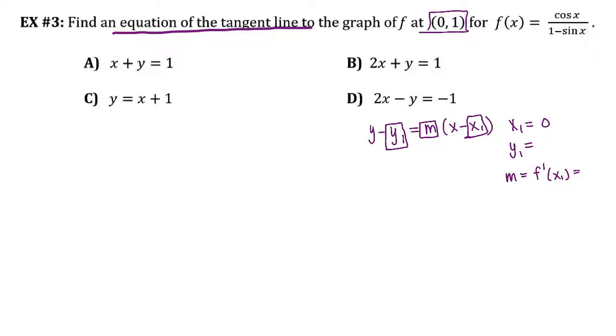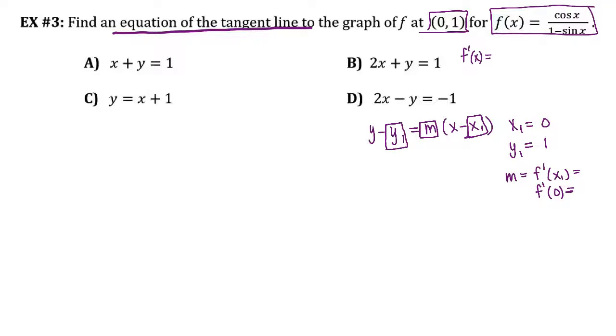So that for this problem is 0 and 1. And so that means I need to find f prime at 0. That's your slope. So let's go plug in here after we do our derivative. So again, we need our quotient rule here.